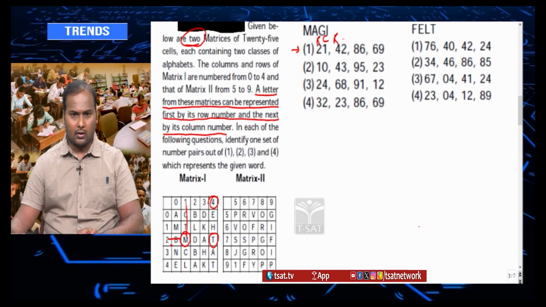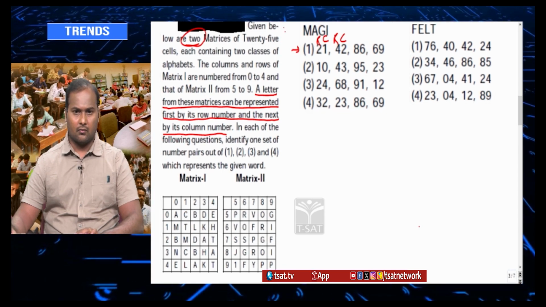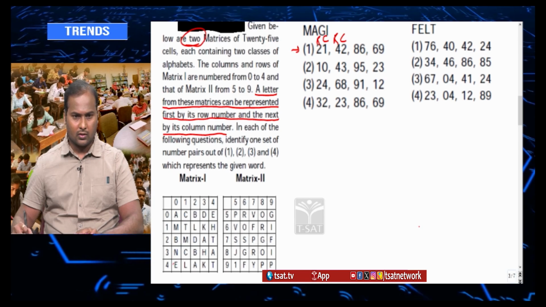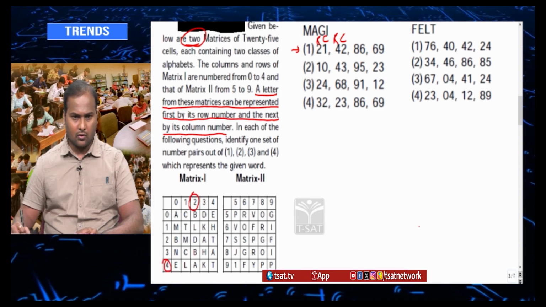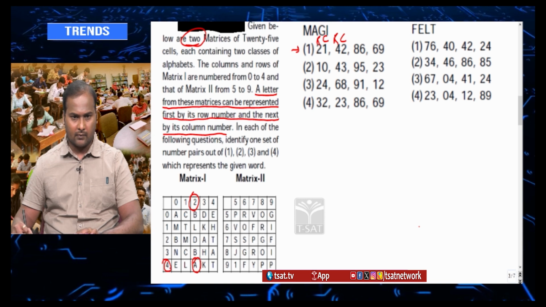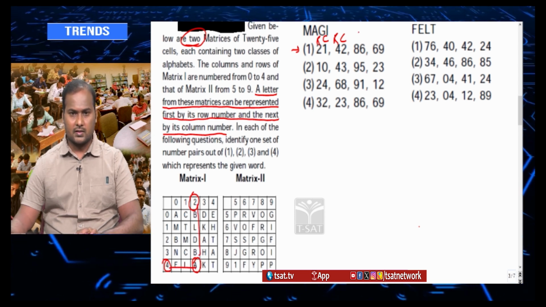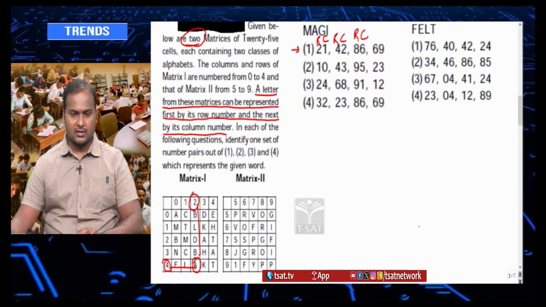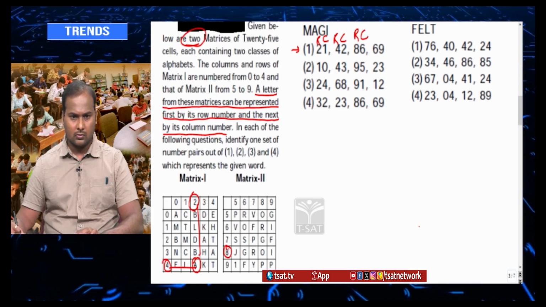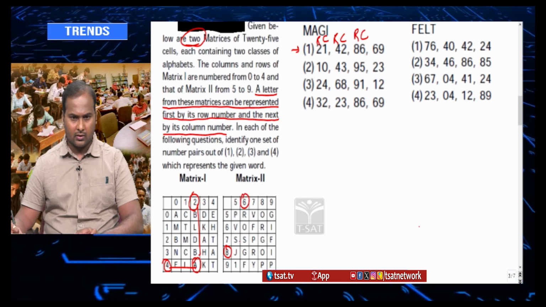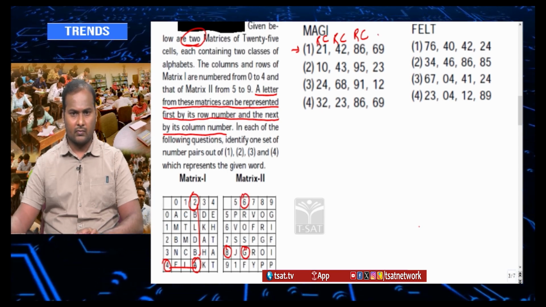4 is row and 2 is column. So let's check whether row and column 4, 2 represents what? A. So it is also correct. Then 8, 6. 8 is row, 6 is column. Now check here, 8 is row, 6 is column. What do you have here? G is there. So it is also representing G.